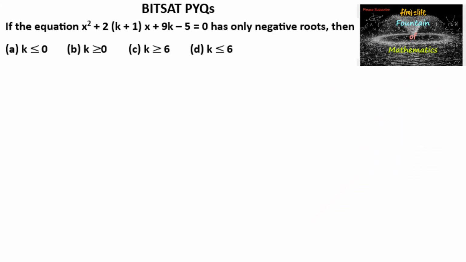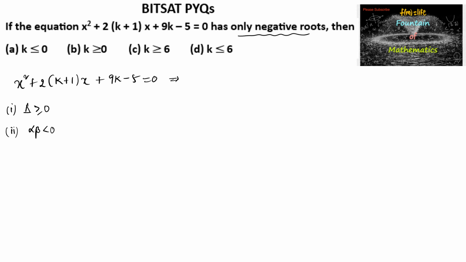So given equation, x square plus 2 times of (k plus 1) of x plus 9k minus 5 is equal to 0 has only negative roots. So since the equation is having negative roots, the discriminant is greater than or equals to 0. This is the first condition. And the second condition, since both are negative, if alpha and beta are the roots, alpha beta is positive.